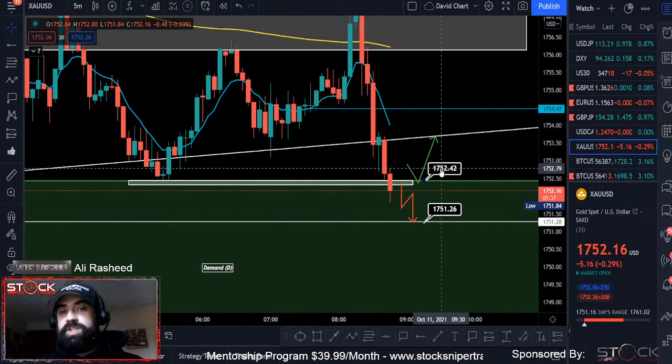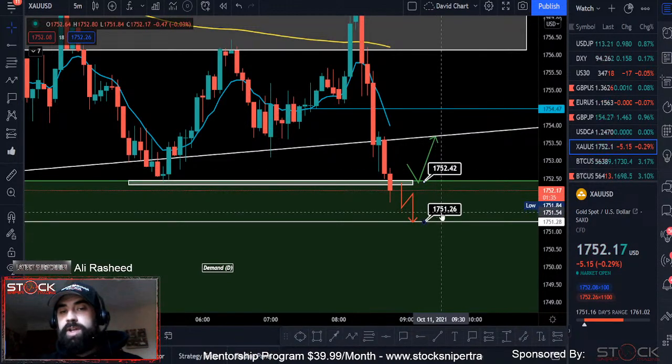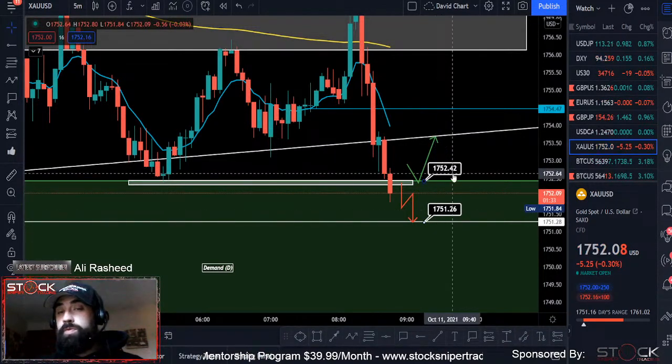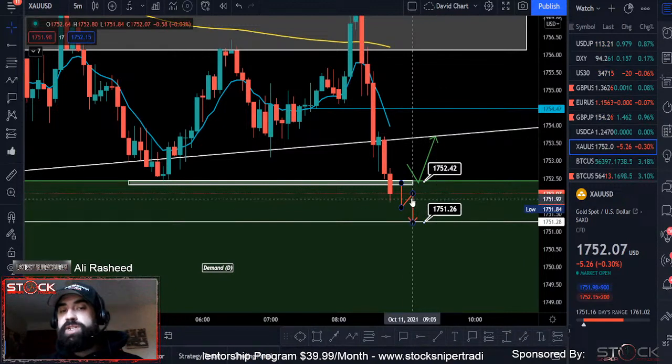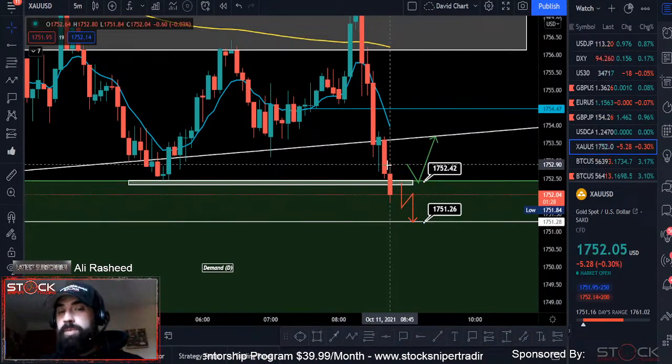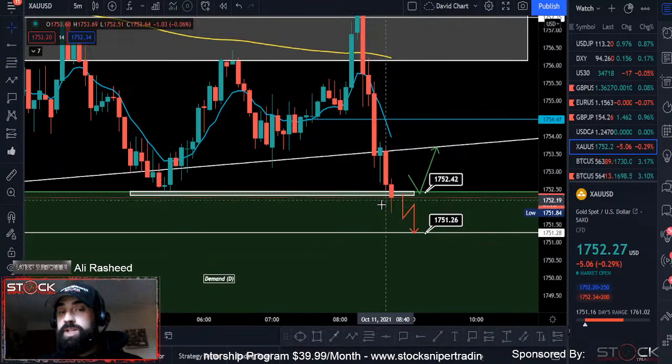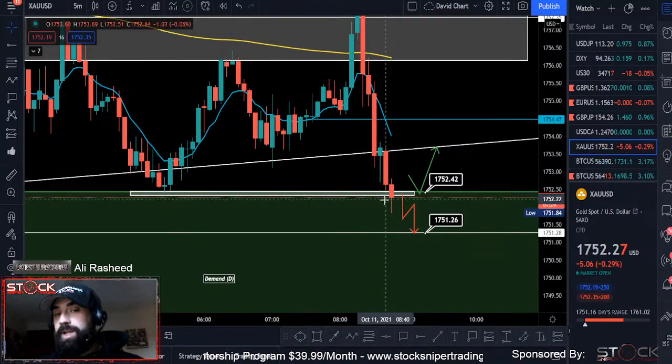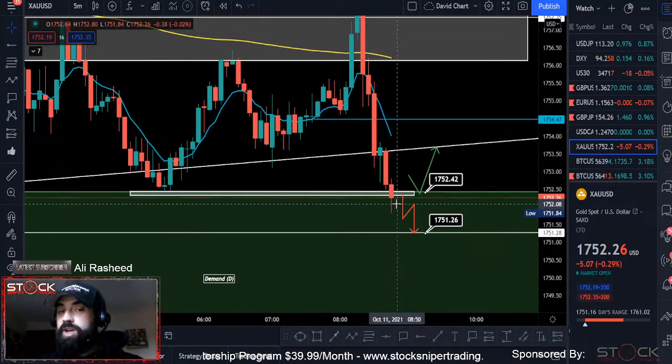So 1756.42 to 1752.42, 1751.26. Okay, but be careful, guys. Remember, it is a holiday. You might not get these huge continuations here. Okay, you might get a little bit of a bounce. So this is a very risky opportunity here.